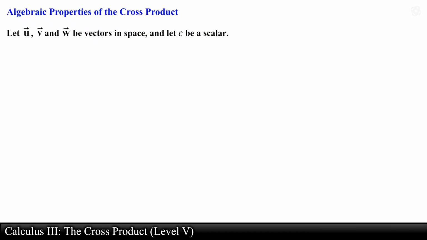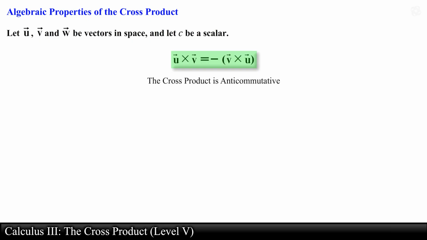Let U, V, and W be vectors in space, and let C be a scalar. Then, vector U crossed with vector V is equal to the negative of vector V crossed with vector U. In other words, the cross product is anti-commutative. This property tells us that both vectors have the same length, but opposite directions.